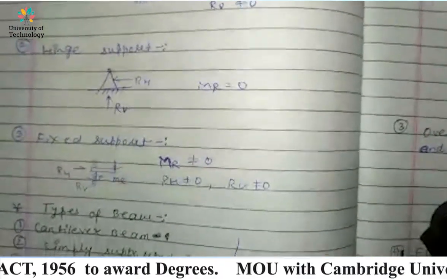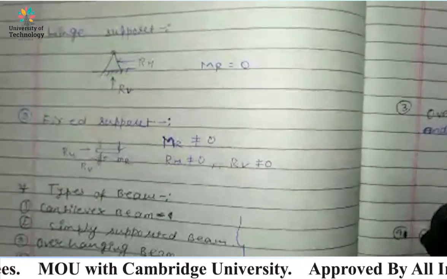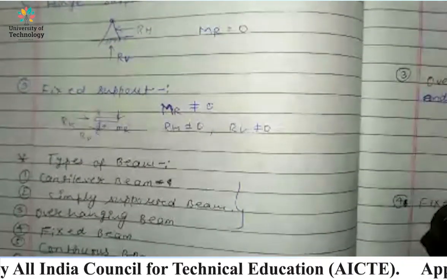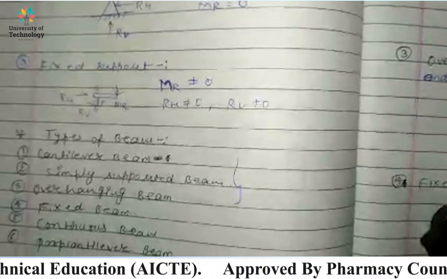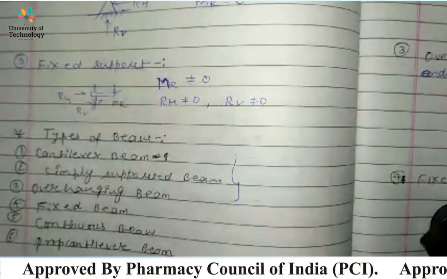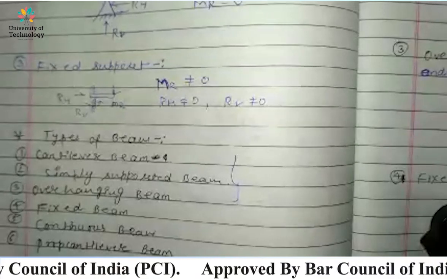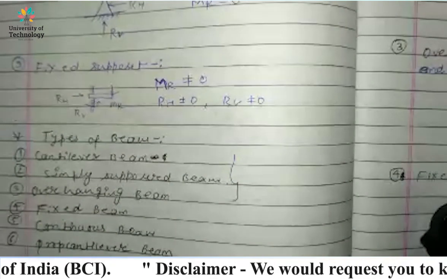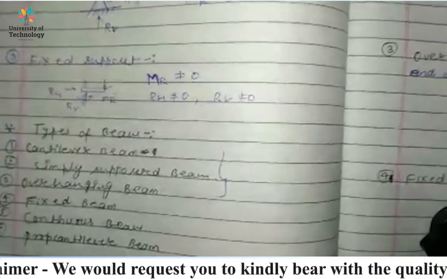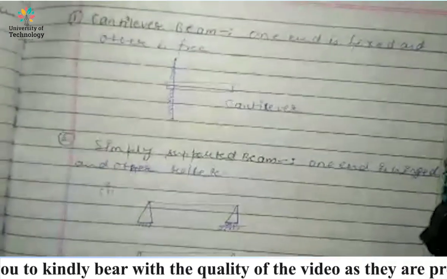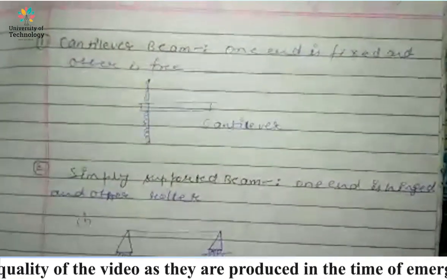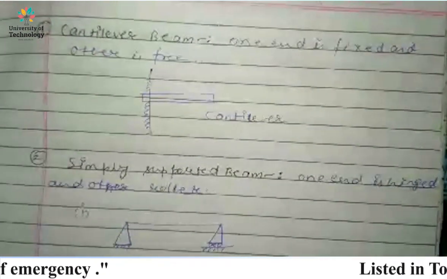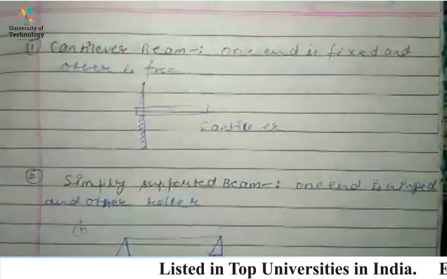Now next is types of beams. The first is cantilever beam, second is simply supported beam, third is overhanging beam, and fourth is fixed beam. Fifth is continuous beam, and sixth is propped cantilever beam. The first is cantilever beam. Cantilever beam means one end is fixed and the other end is free. We can see this diagram.